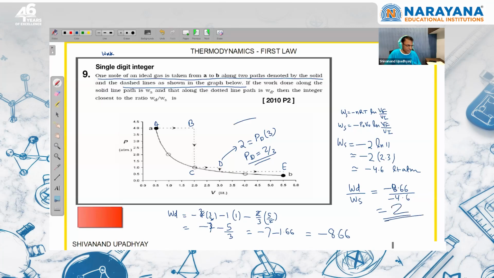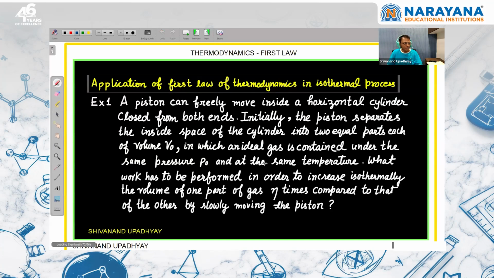So I was interested in this point that how to calculate the pressure, right? एप्लीकेशन ऑफ फर्स्ट लॉ ऑफ थर्मोडायनेमिक्स, ये मैं क्वेश्चन समझा देता हूं, ठीक है, आप ट्राई कर लेना, आंसर तो दे ही रखा. A piston can freely move inside a horizontal cylinder closed from both ends.